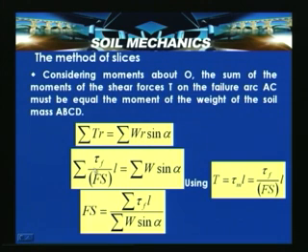So, please observe. Now summation tau f by factor of safety into L is equal to summation W sin alpha. By rewriting, we can write the factor of safety equal to summation of tau f L divided by summation of W sin alpha. So, we are left with this expression: factor of safety equal to summation of tau f into L divided by summation of W sin alpha.